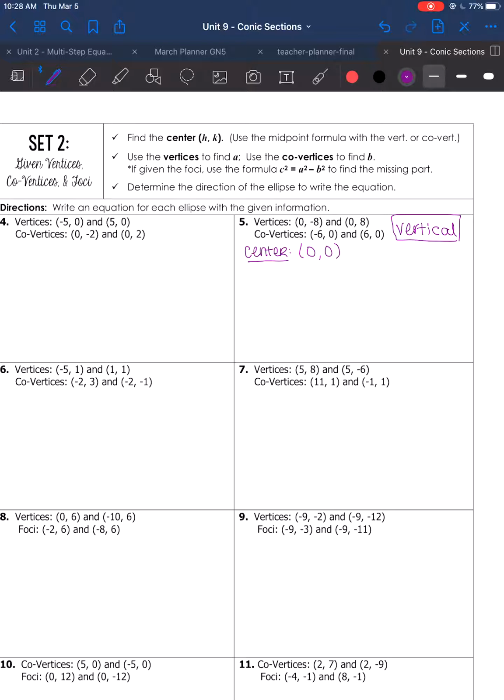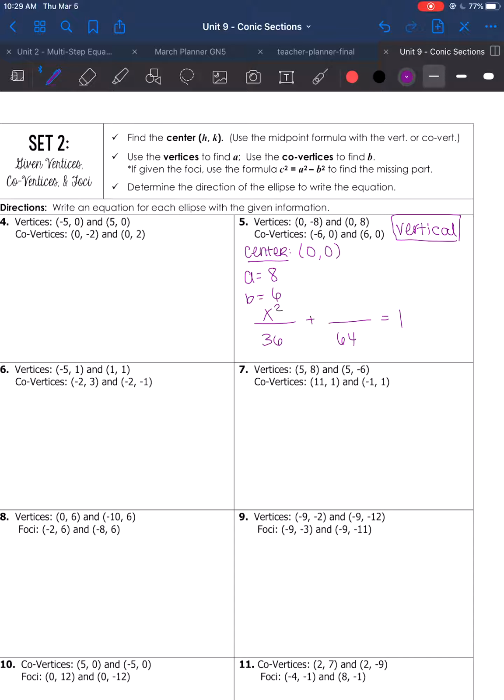It's a vertical ellipse. So if it's vertical, that means A is going to be under the y. So the bigger number will be under the y. And since it's vertical, the vertices are what we care about. Since our center is 0, 0, we move it 8 because that's what changes on my vertices. And my co-vertices changed by 6. So b squared is 36, and 8 squared is 64.